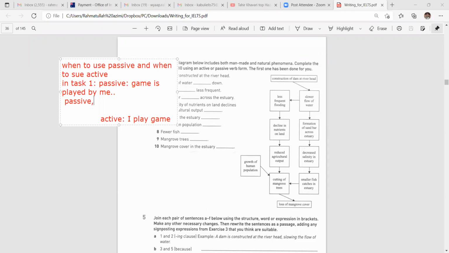Why? Because if you know, task 1 is a report. What's the report, Shazia? What's the report?